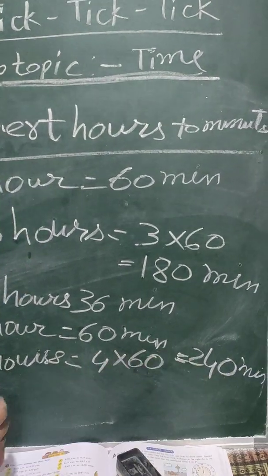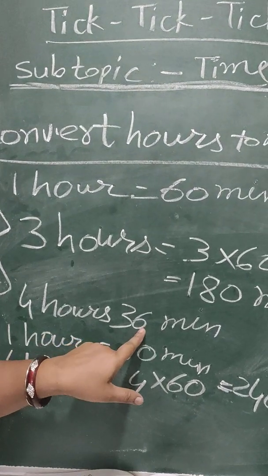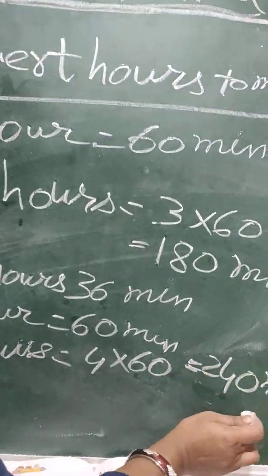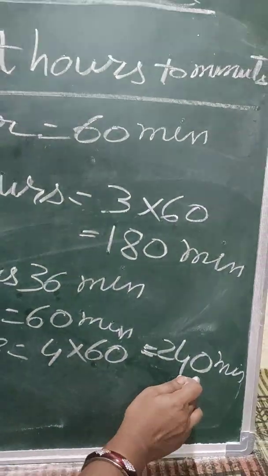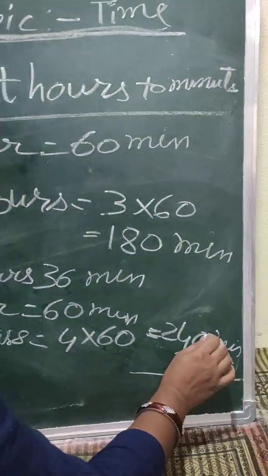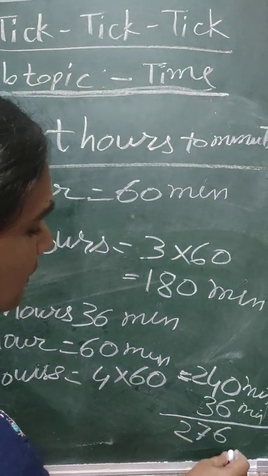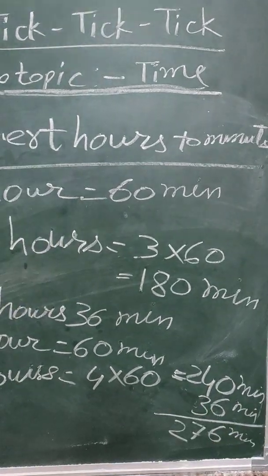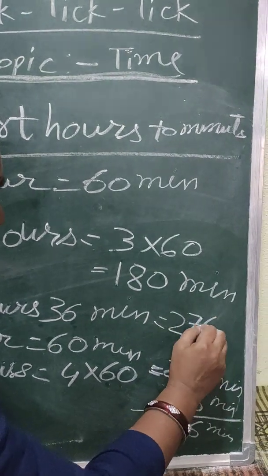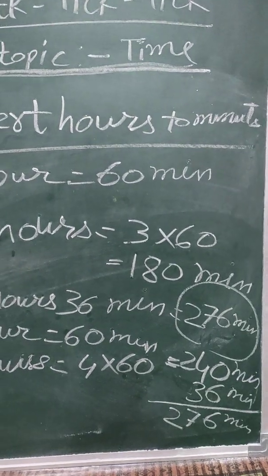First we converted the hours into minutes. Then whatever minutes are given here, 36, we will add to this. Now this has completely become minutes: 240 plus 36 minutes. 0 plus 6, 6, 4 plus 3, 7, and 2, so 276 minutes. When we convert 4 hours 36 minutes, it becomes 276 minutes total. Understood how to convert hours and minutes?